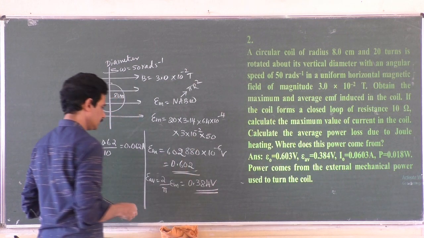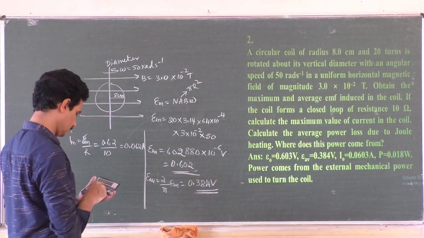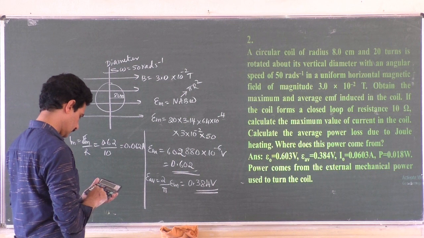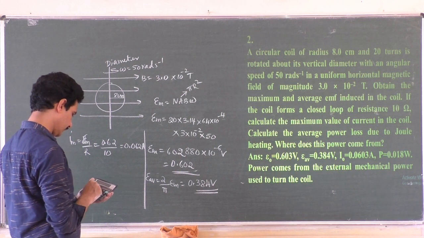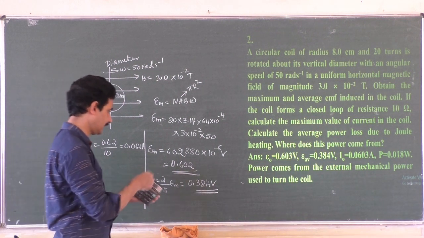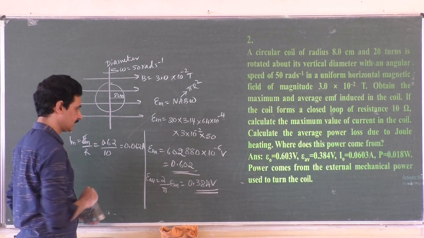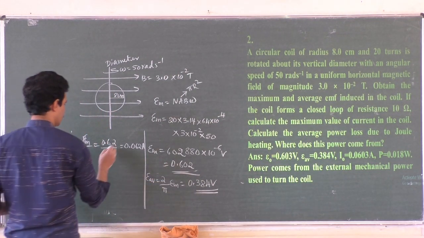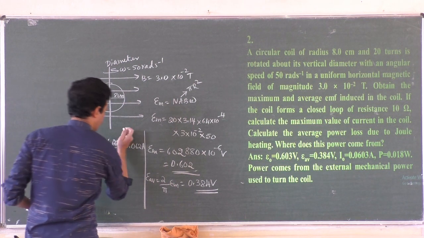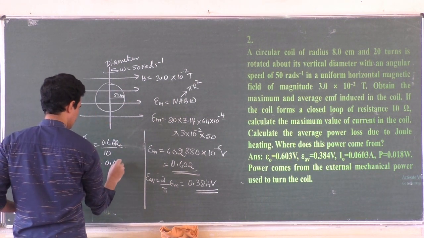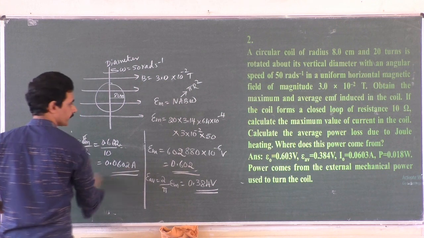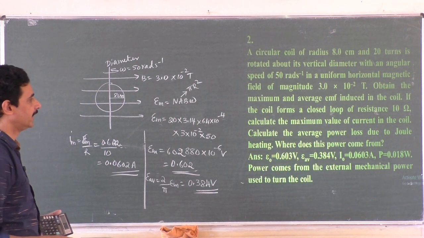0.602 into 2 by pi, that also into 2 divided by 3.14. Oh, that came correct because I retained that value. While writing this, I made it wrong, but the value that was here was correct. Okay, 0.602 by 10. 0.0602 ampere. That is correct. Then what else?